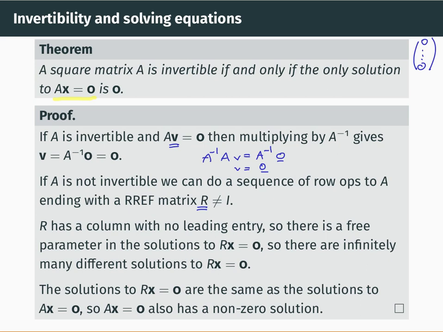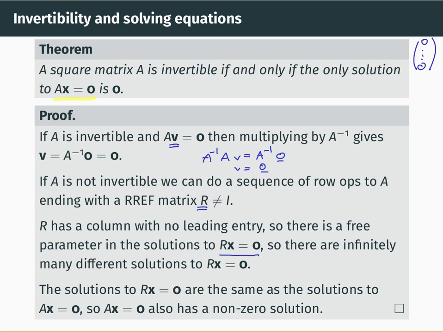If there's a column with no leading entry, using our procedure for reading off the solution to a set of matrix equations, which we saw in our last video, what we know is that the variable corresponding to that column with no leading entry can be chosen freely. It's a free parameter. So there's a free parameter in the set of solutions to Rx equals the zero vector. In particular, if there's a free parameter, then there are infinitely many different solutions because you can choose that free parameter to be anything you like. So the important thing here is just that there is a non-zero solution.